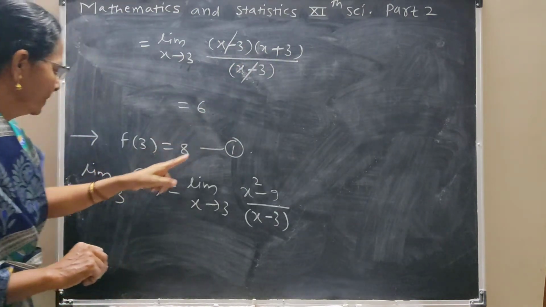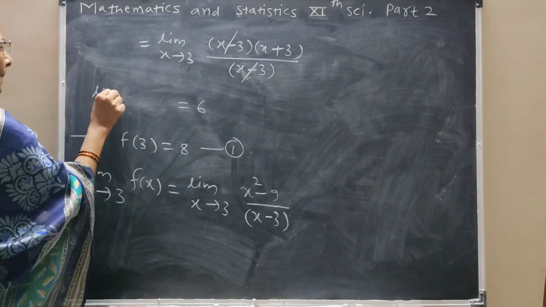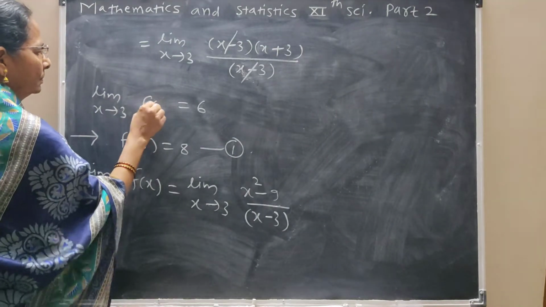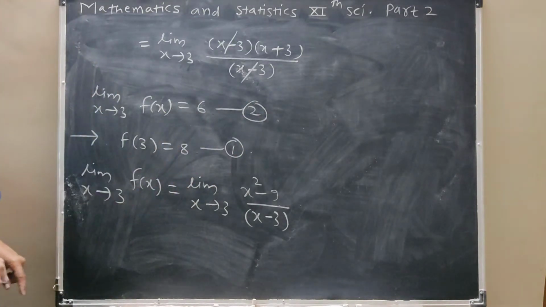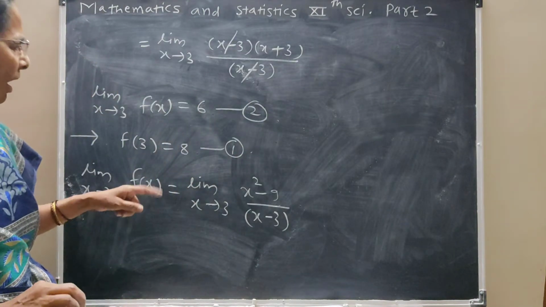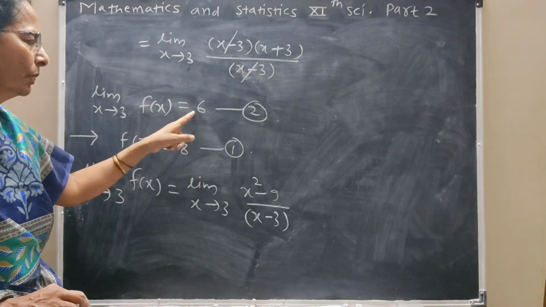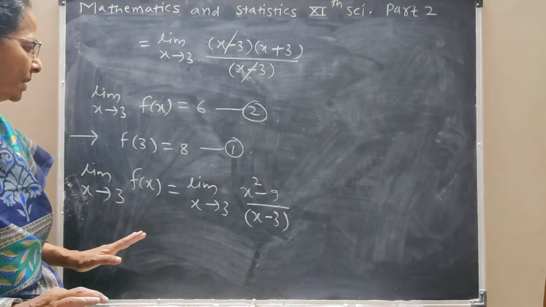The LHS of this is the limit as x tends to 3 of f(x). This is equation 2. If we see the RHS of 1 and 2, the values are not equal. We say that the function is not continuous, or the function is discontinuous.